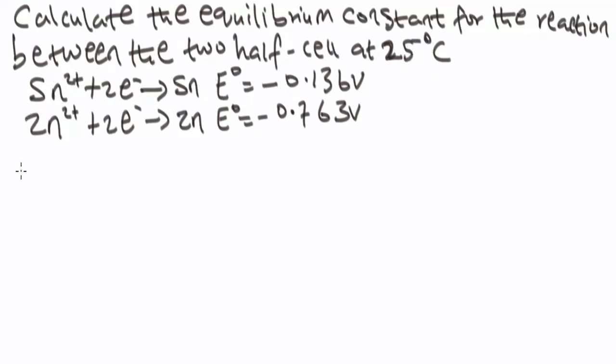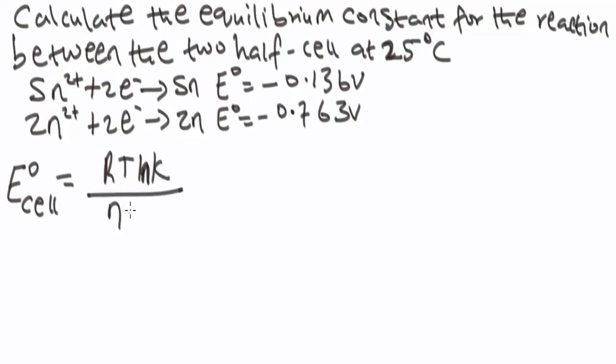So now note that the relationship between cell potential and equilibrium constant is expressed as: cell potential equals ideal gas constant times temperature, ln K, all over number of moles of electrons involved in the redox reaction times Faraday's constant. Alright, so this is the relationship between cell potential and equilibrium constant K.